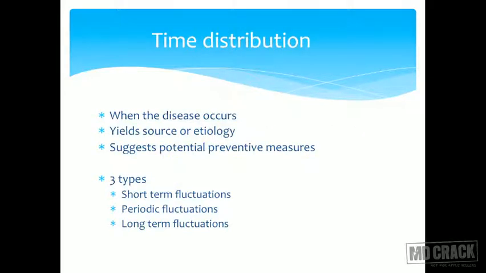The first thing, time distribution. Here we want to know when the disease occurs. Now there can be a lot of time distributions, say diurnal variation. For example, in the case of Mycobacterium tuberculosis, patients have fever in the evening. Tuberculosis patients have fever in the evening. So they demonstrate an evening rise of temperature which responds to antipyretics. Okay, so this is a kind of diurnal variation.